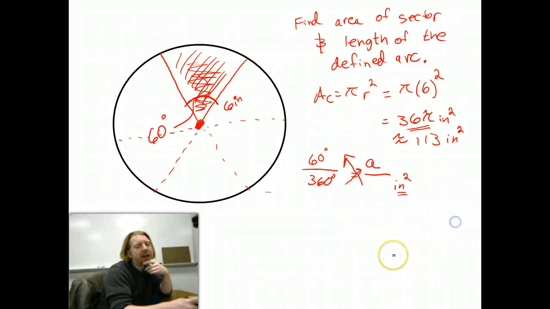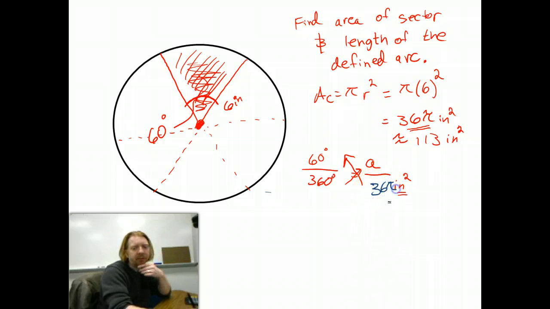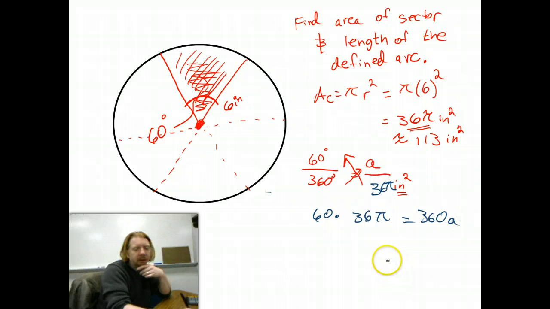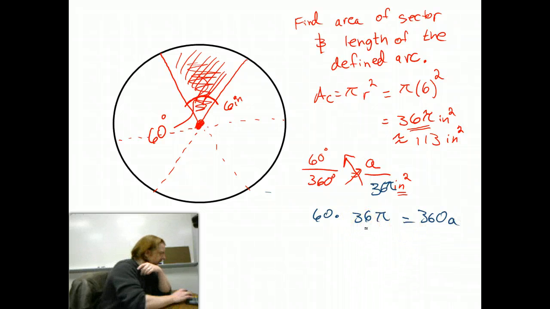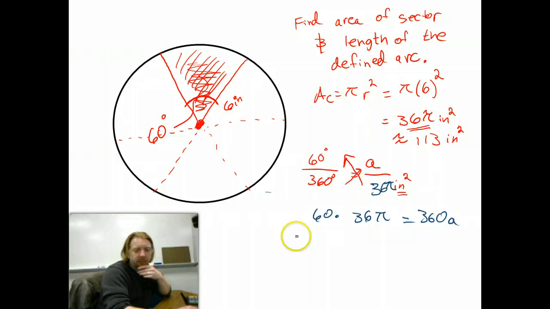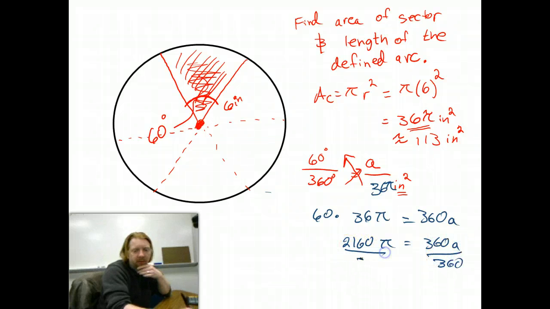And part of it too is I don't want you guys to not be able to carry stuff through in terms of pi. So let me review it in terms of pi first. And you can always just divide it by 1. So when I cross multiply, I get 60 times 36 pi equals 360a. Clean up this side of the equation. So 60 times 36, 2160 pi is 360a divided by 360. And I'm left with 6 pi as my answer. That's it.